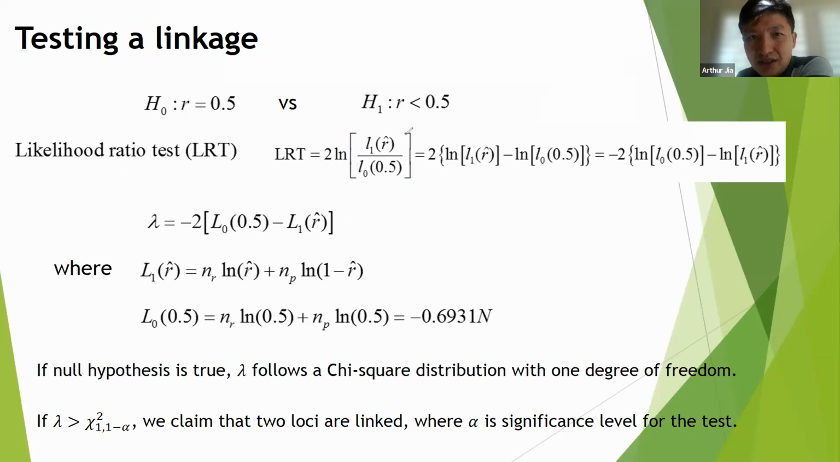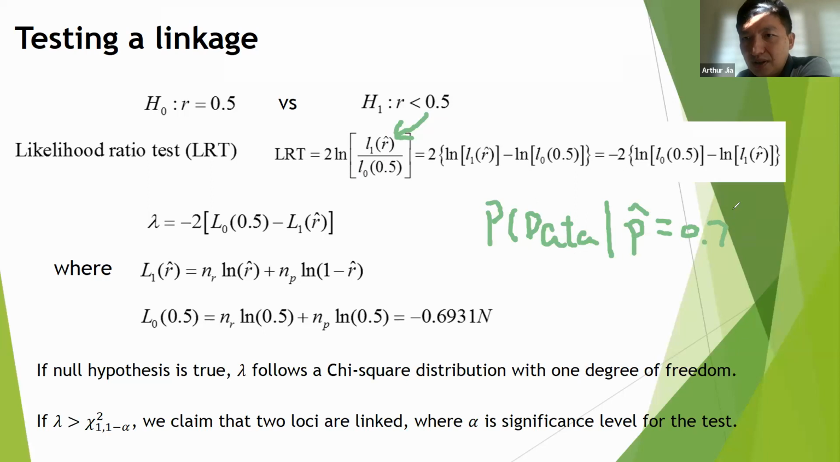Likelihood ratio means the numerator is the likelihood. Likelihood is the probability that you see your data. So you see your data, for example, 4 heads and 2 tails, right? That's your data. So what is the probability that the P estimate equals 0.7? So what is this? This is actually equivalent to this. Can anyone tell me what this is?